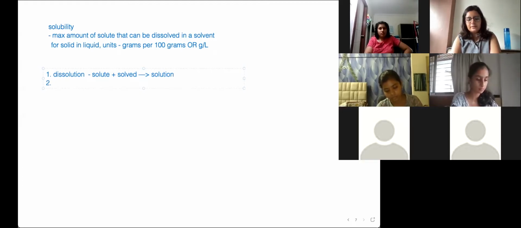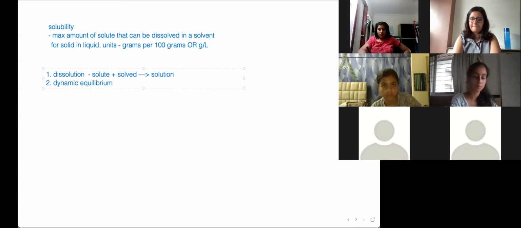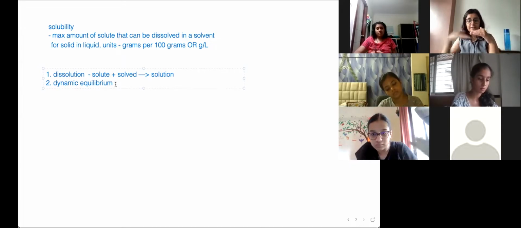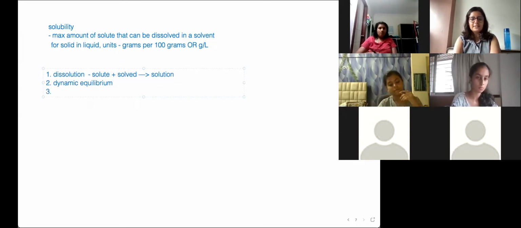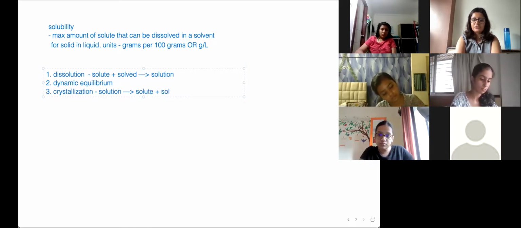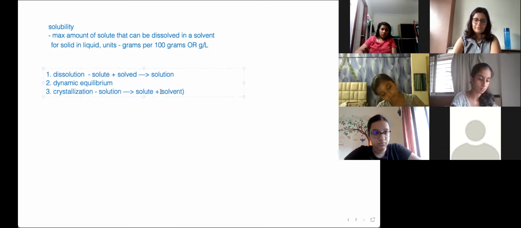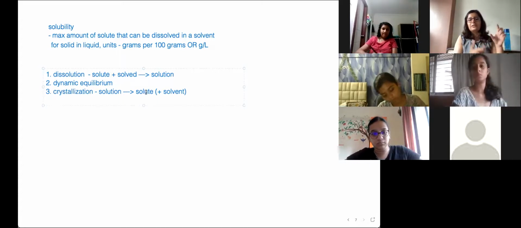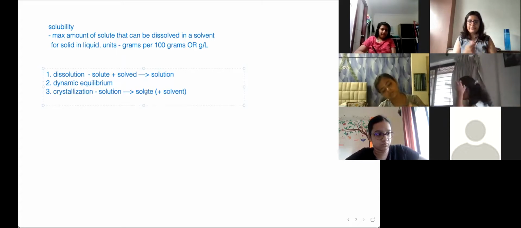At one point, dynamic equilibrium occurs. You guys remember equilibrium from last year? So dynamic equilibrium, matlab forward process hona chahiye, reverse process bhi hona chahiye, right? That reverse process is basically crystallization. Crystallization is the dissolved substance, the solution turning back into solute plus solvent. But essentially when we talk about crystallization, we reference the solute, because dissolved state se wapas solid hona, that is crystallization. You're getting the crystal back.